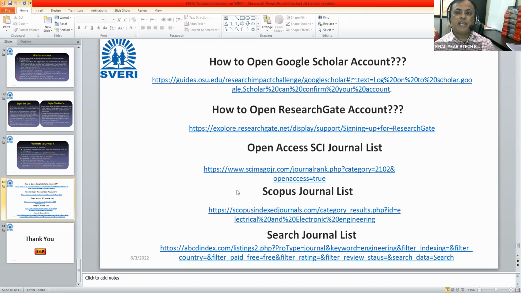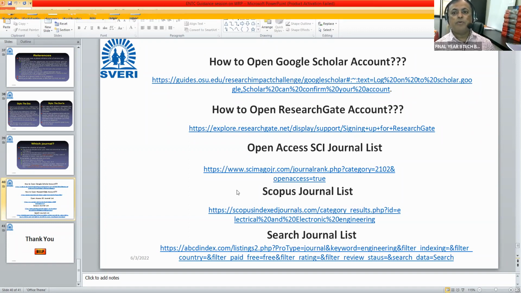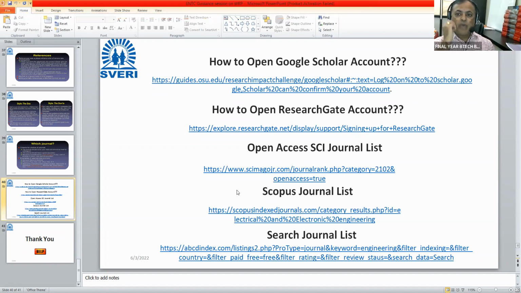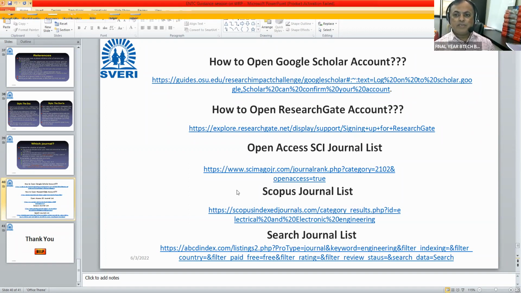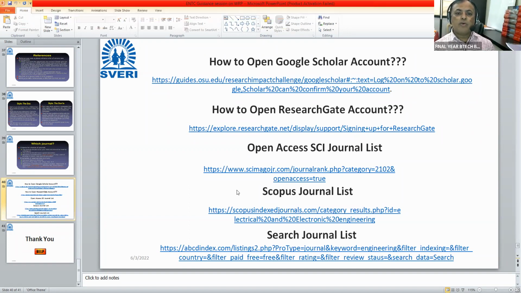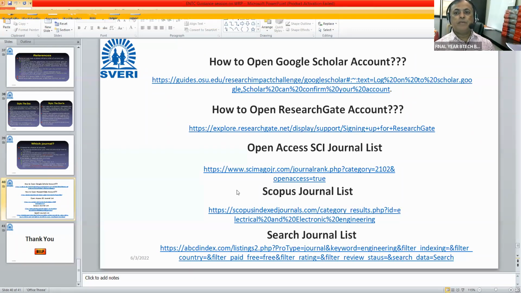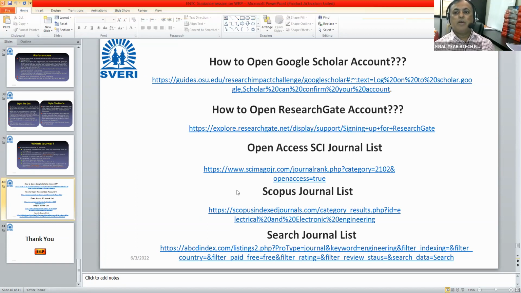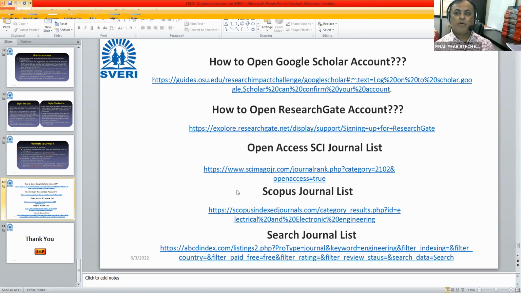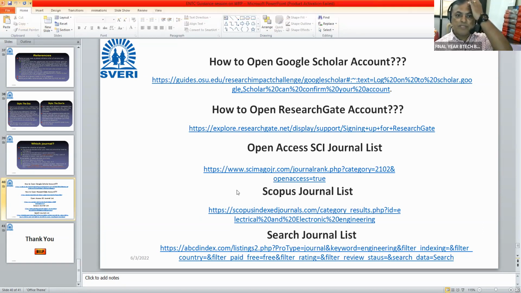Second is a ResearchGate account. Again, you can go on the net, search ResearchGate and open your new account. Again, you can add your papers manually. As well, you can access Web of Science, Scopus or SCI journals. These Google Scholar or ResearchGate accounts can automatically access your paper if it belongs to Web of Science, SCI or Scopus. You can also add your papers on scopus.com directly, or they can be automatically accessed if they come in Scopus.